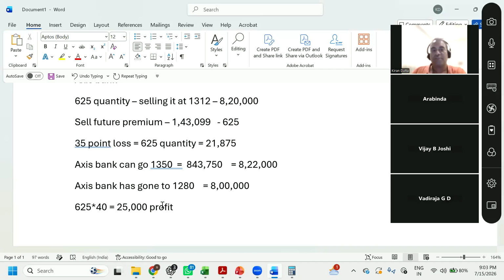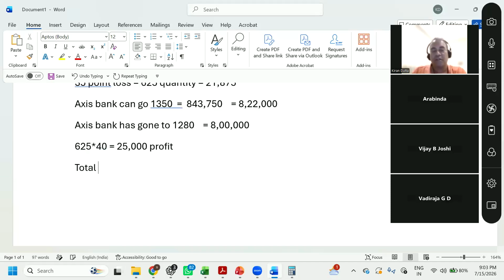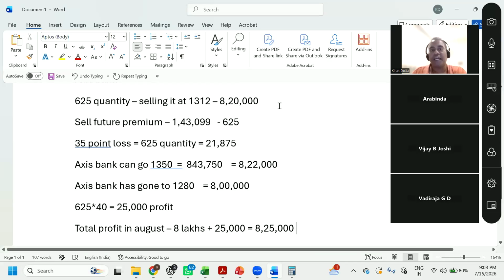Now, what is my total profit at the end of August, when I'm trying to sell this? It is 8 lakhs plus 25,000. How much? 8 lakh 25,000. Now, see these three scenarios here. If I'm selling it in July, which I don't want to, I will be selling at 8 lakh 20,000.